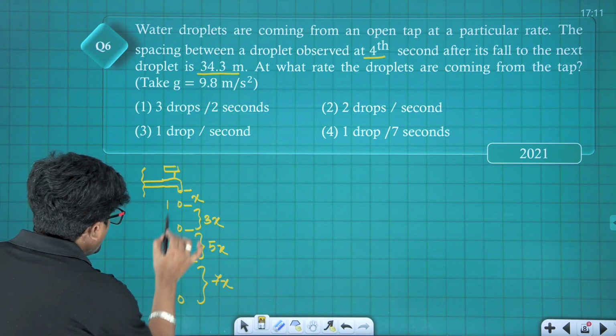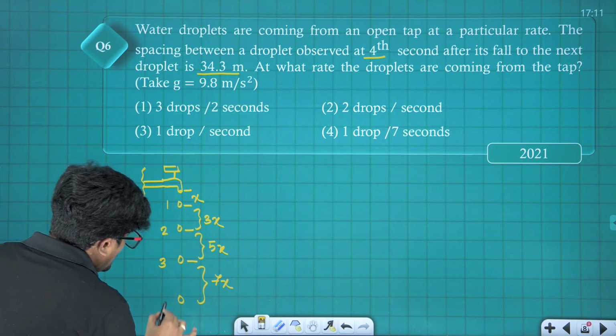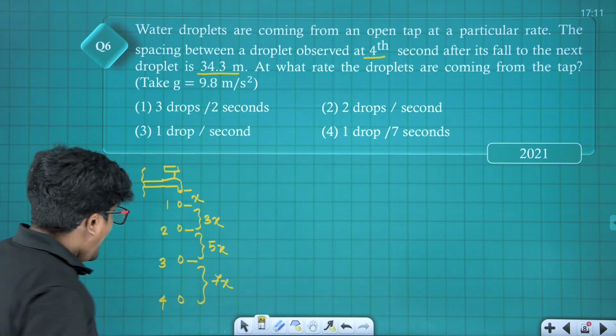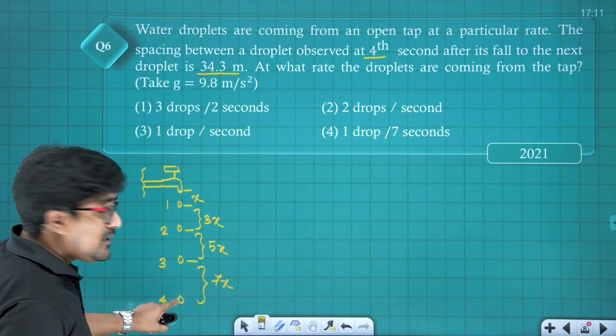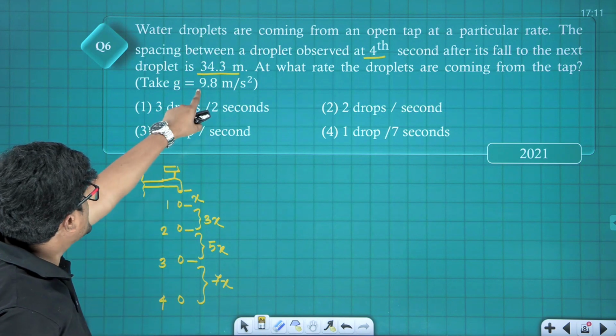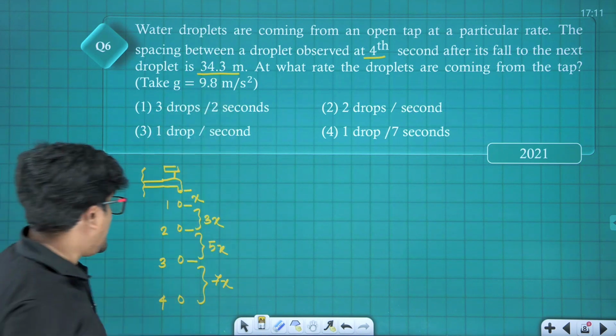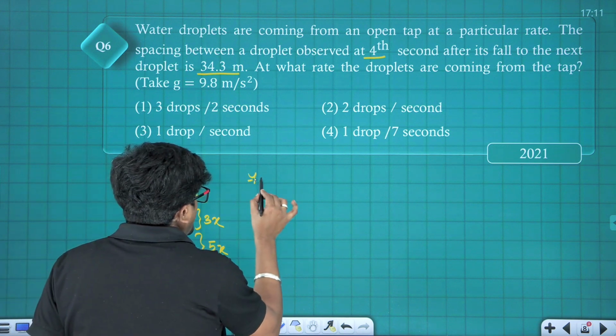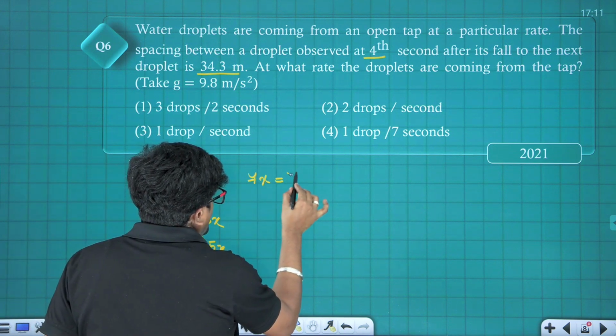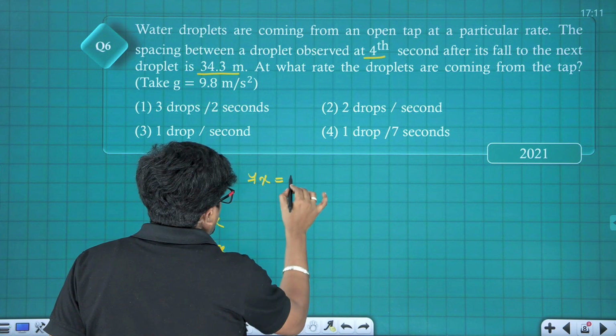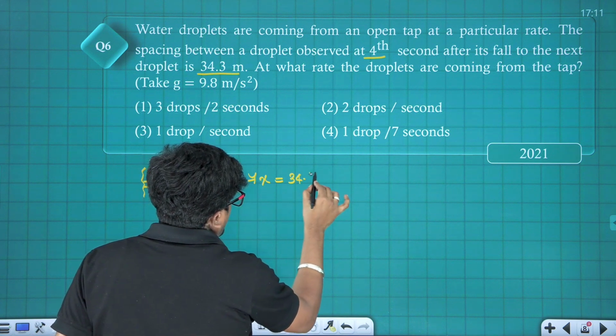Okay. Now you must understand the distance between the fourth one. So this is the first one here. This is the second one here. This is the third one. And here this is the fourth one. As per the question, the distance between the fourth one and the next one is marked as 34.3. So 7 times x is equal to 34.3.